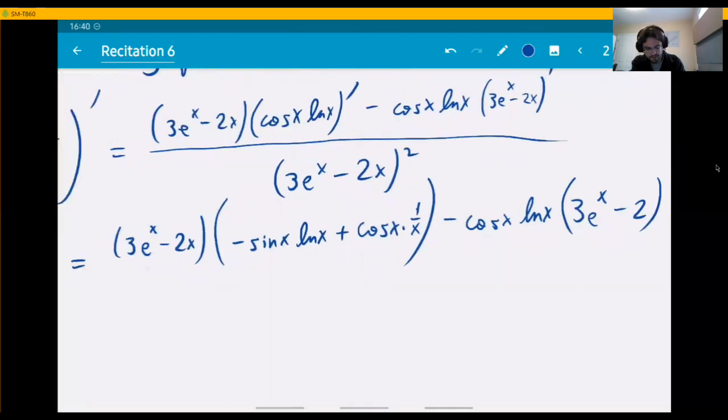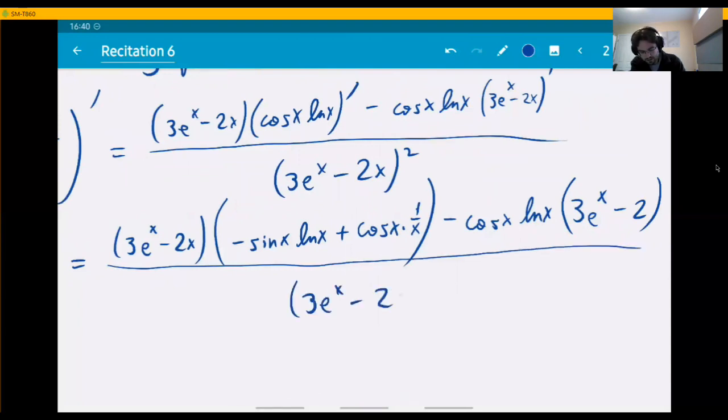Now the whole thing is divided by, again, the square. Again, not worth simplifying this. This is a valid answer, unless the question asks you to simplify. But let's not do that. Let's move on to the other question.